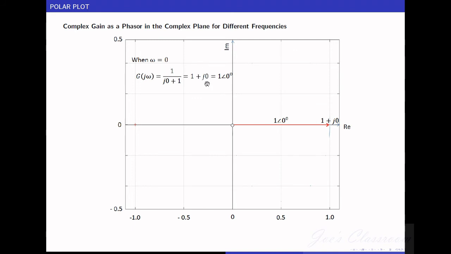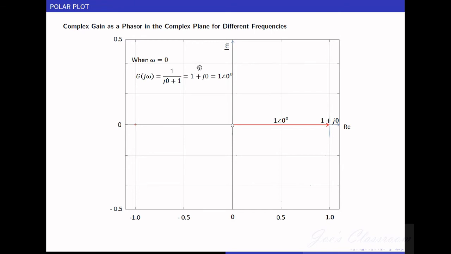This complex number I can represent in a complex plane as a phasor. How do I represent? The real value is 1, and therefore on the real axis I have to take 1, and on the imaginary axis it has to be 0, so I need not move. So this is the point which represents 1 plus j0. So I can draw a phasor like this. So this phasor represents this complex number.